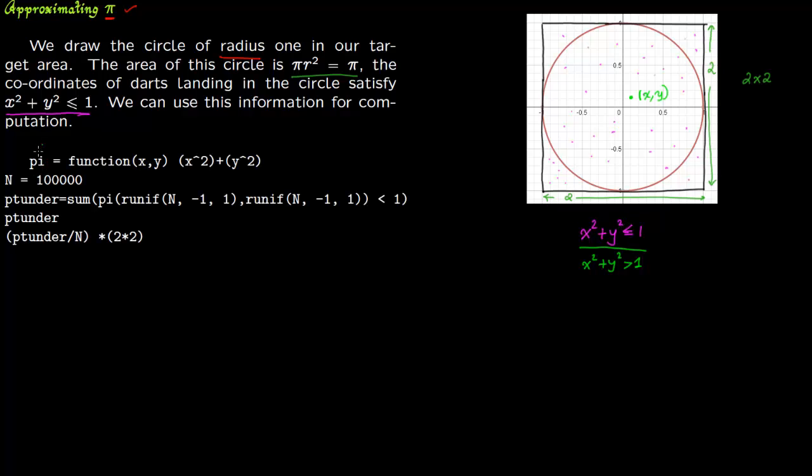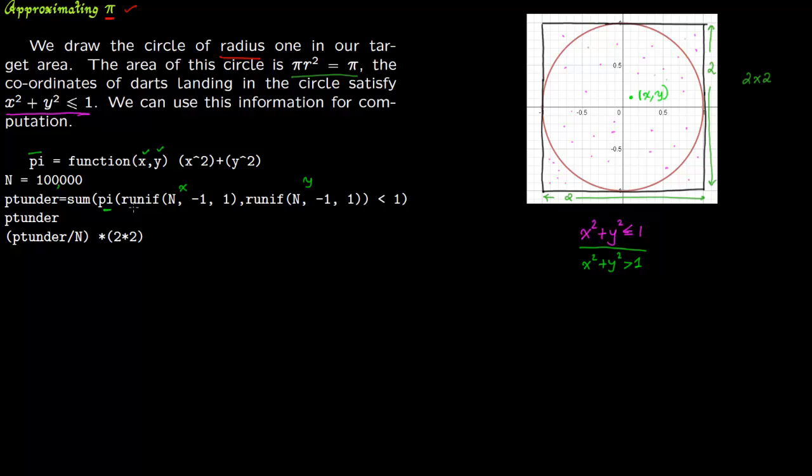So this is our function. We call the function pi. This function pi will take 2 values as input, x and y. So these 2 are the input to the function. You have x square plus y square is what pi will be equal to. So n is 100,000. That is, this is the total number of darts you throw in the target area. Now you want to find the points in the circle. So for points in the circle, you apply pi. That is, this is the x coordinate and this is the y coordinate.